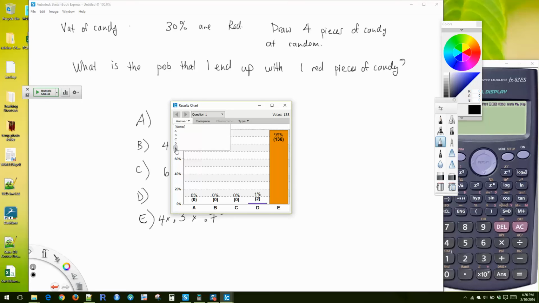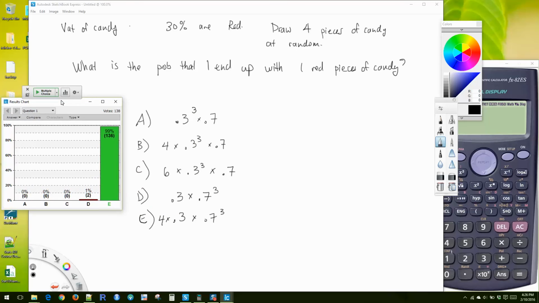Okay, well, the correct answer is E. All right. So we need to have one red piece, right? One red, which means we have 3 non-red. So if we just take the first sequence where we put all the reds in the front, it's going to be 0.3 to the first power times 0.7 raised to the third power. But this is the probability for the sequence red, non-red, non-red, non-red.